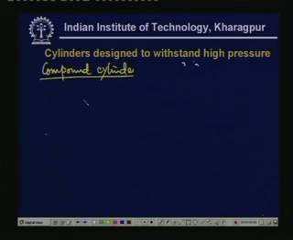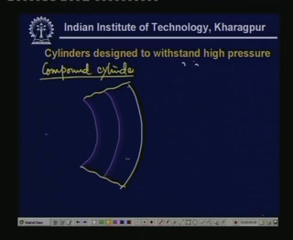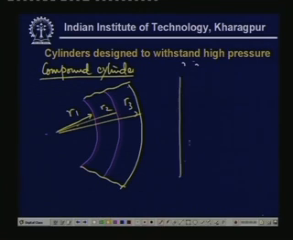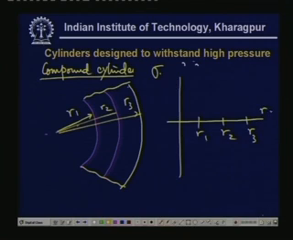For the overall cylinder, the stress distribution will be again, if you look at it, this is the inner cylinder, this is the outer cylinder. I have drawn only a part of it. So this has radius r1, this is r2, and this is r3. So therefore the stress distribution will be equal to r, and this is sigma. We have 3 radii, r1, r2 and r3.